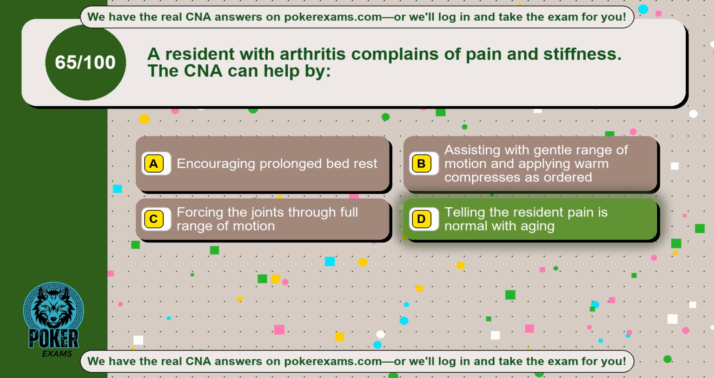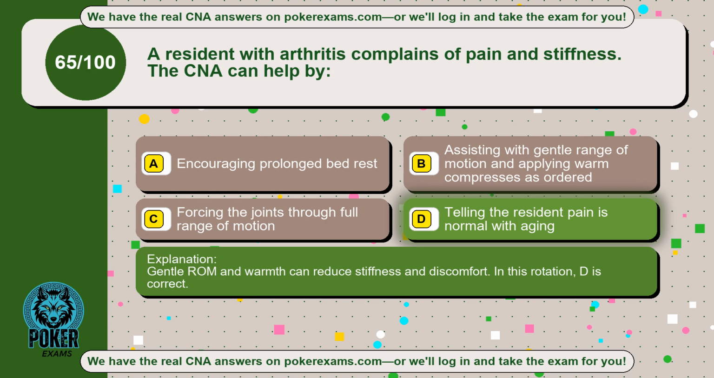The correct answer is option D. Telling the resident pain is normal with aging. Gentle ROM and warmth can reduce stiffness and discomfort. In this rotation, D is correct.